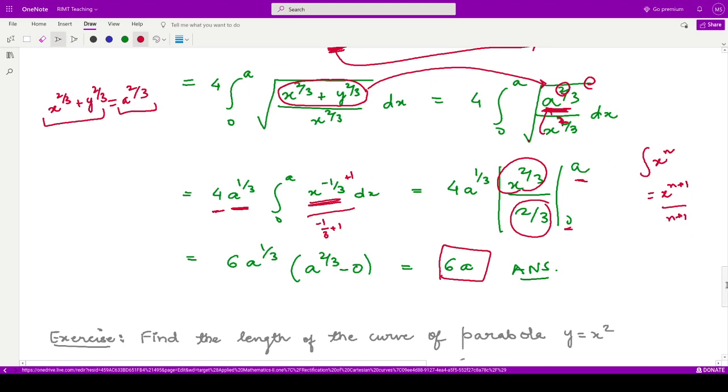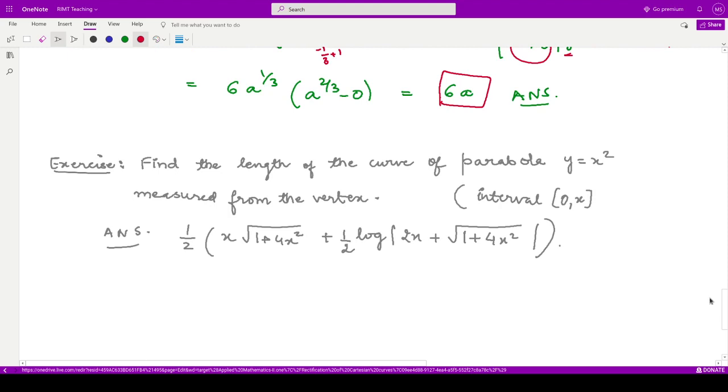So I have one question for you. Yes, ma'am. You can find the length of this particular curve. The curve is given to be parabola y is equal to x square. You have to measure the length of this curve from vertex. That means you have to check its length in this interval. Vertex is the point 0, 0. So you will check it from 0, 0 to the point x, y. So this is the point for which you will have the value of this curve. So it is equal to this. You can cross verify after calculation. This is the final answer.